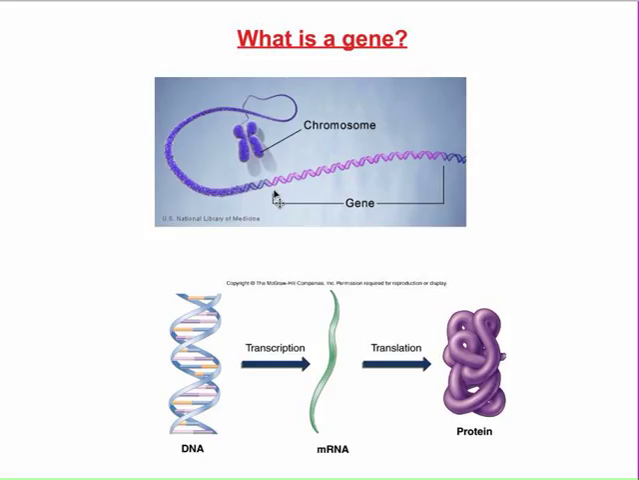So one part of the DNA is a gene. A section of the DNA that codes for a trait is a gene. That DNA is transcribed into mRNA, which is then translated into a protein. And remember, proteins do everything in your body. If you don't have a specific protein because something has happened to that gene, it could potentially harm you or harm the organism.